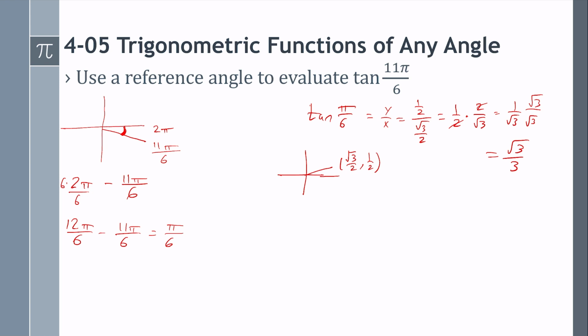Now let's check the sign of the original angle. All students take classes. So we're here in quadrant 4, which is cosine. Oh, we're not doing cosine, we're doing tangent. Therefore it is negative. So it's negative square root of 3 over 3.